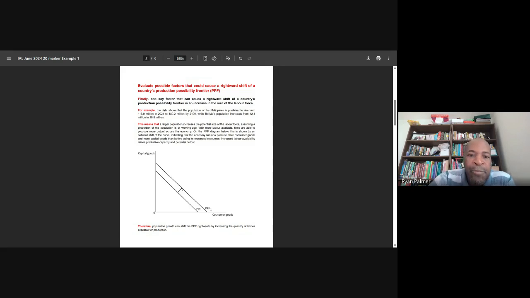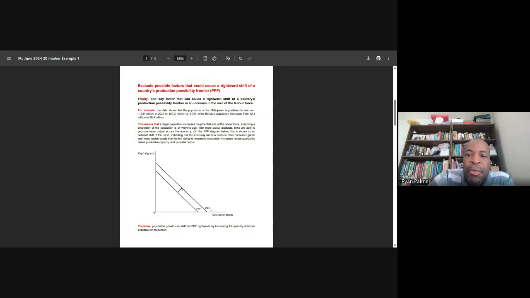All right. So here, this means that a larger population increases the potential size of the labor force, assuming a proportion of the population is of working age. So our cause is that an increase in population size will lead to the consequence, a larger labor force. And the assumption, of course, is that when we increase the population size, some of those in the additional population will be of working age. They are employable. All right.